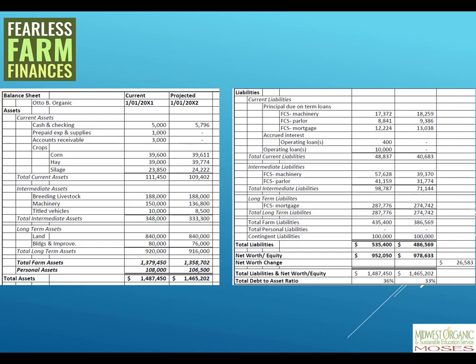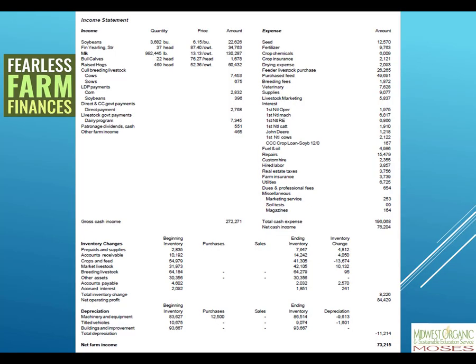This is an example of a spreadsheet balance sheet that is noted in the Fearless Farm Finances book. This is the Auto B Organic one. It has the same information as the one I just showed you, just put together a little differently. This is an example of an income statement.